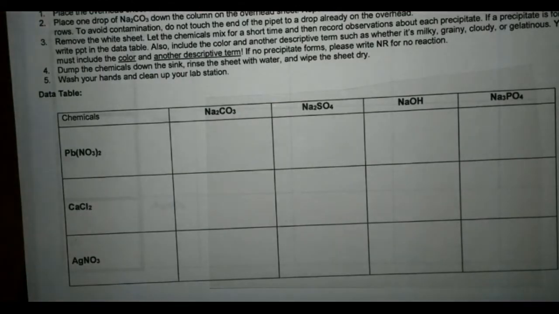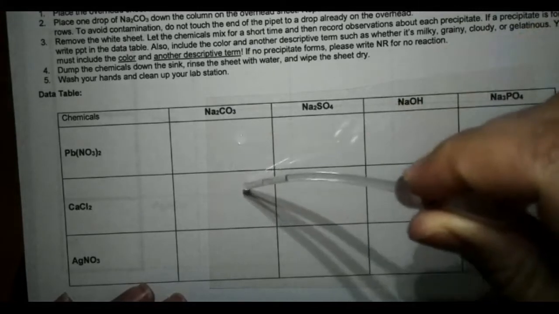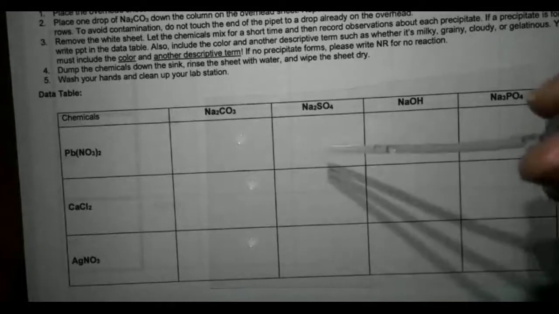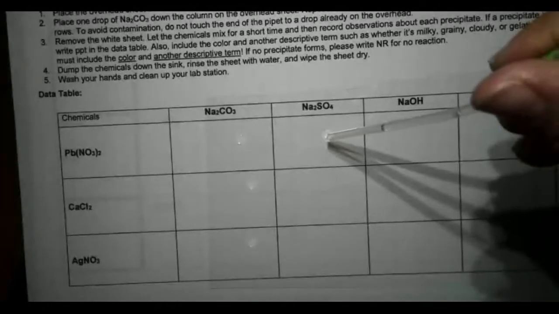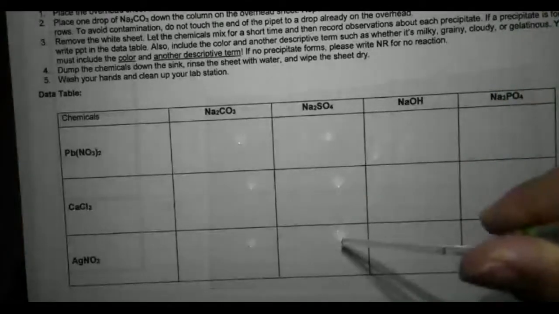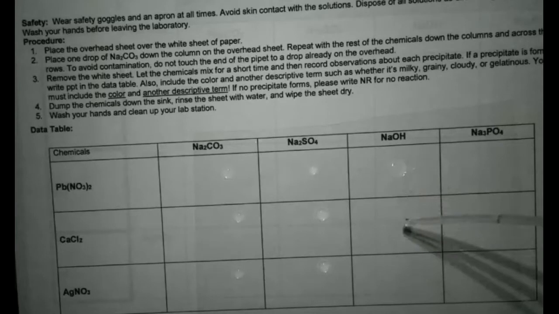So I'm going to go ahead and get my Na2CO3, and I add 1 drop in each cell going down. Do the same thing with Na2SO4. Next I have NaOH. And then I have Na3PO4.